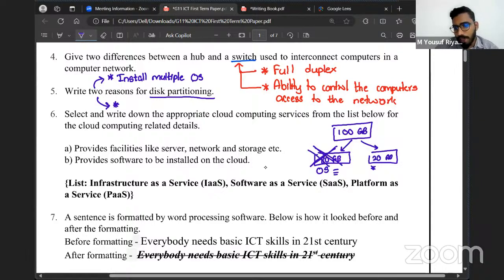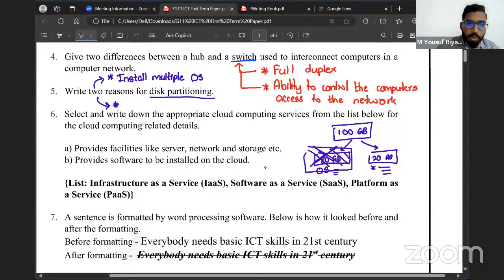So if I had to clear all the files here and delete all the files here, in that case, I might sometimes have to lose my important files as well. But if I do disk partitioning, I can keep all the important files here. So when I'm cleaning, I can clean only this drive, without cleaning the whole hard disk.